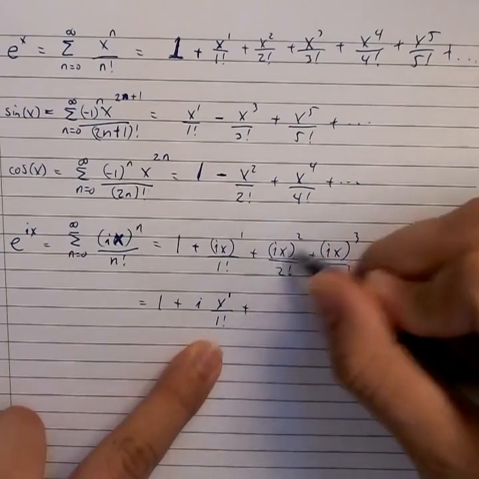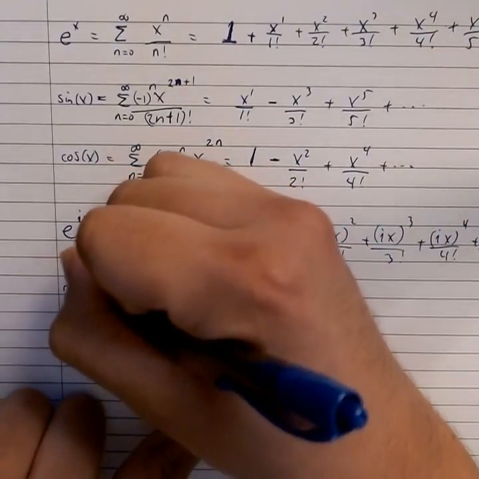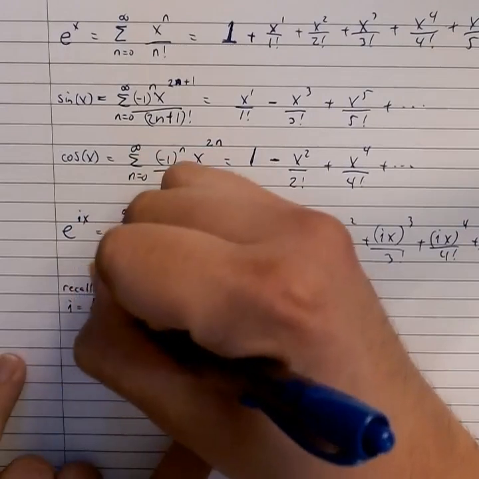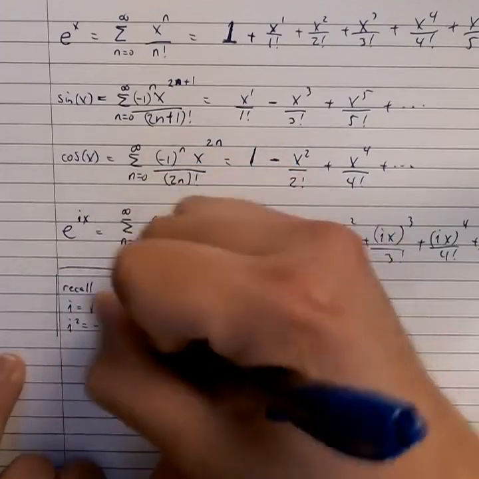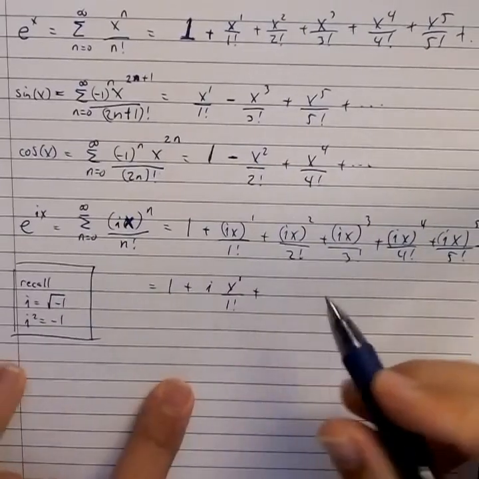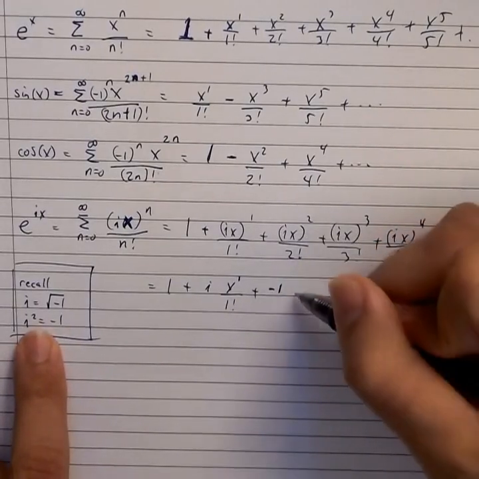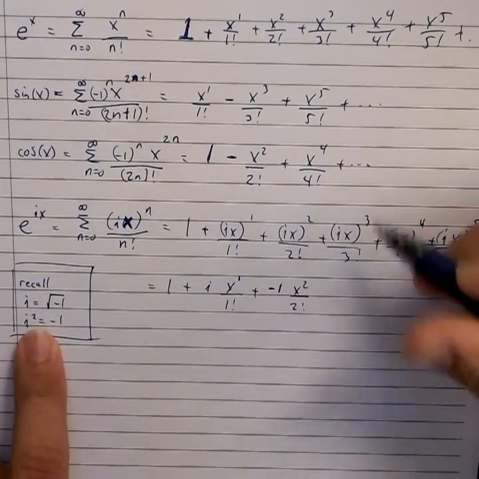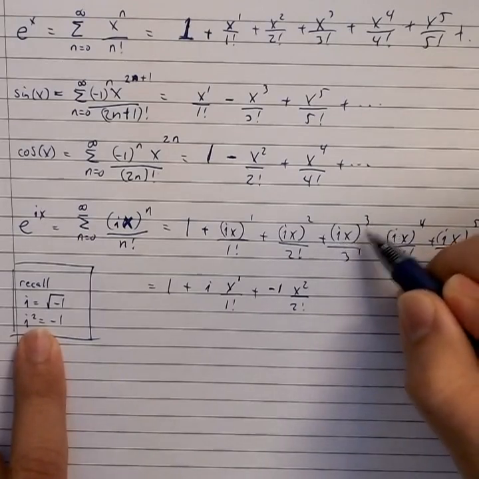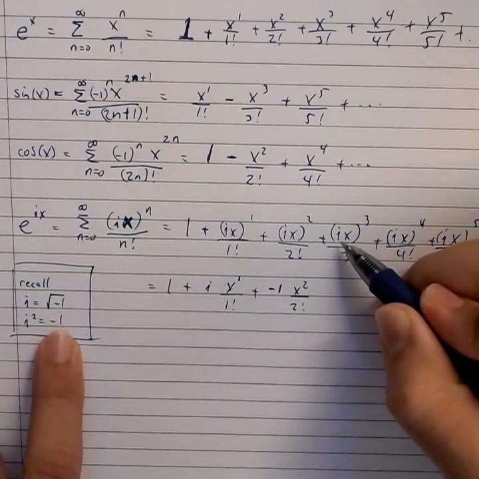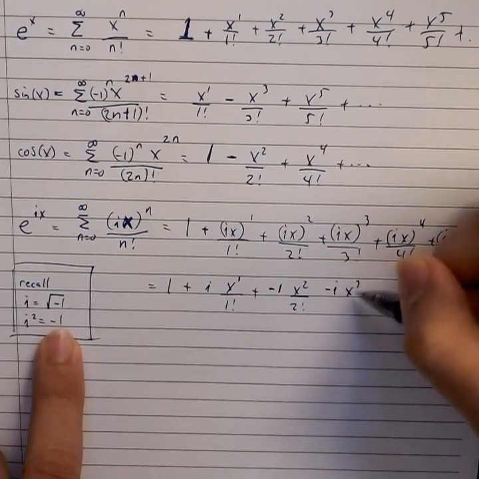Now, when I take i squared, by definition, that's negative 1. So here we're going to go ahead and recall the definition. i is equal to the square root of negative 1, or an alternate definition, i squared is equal to negative 1. We're going to be using that in just a moment. x squared is x squared over 2 factorial. i to the third is i squared times i, and since i squared is negative 1, that really is just negative 1 times i. So that's going to be negative i x to the third over 3 factorial.